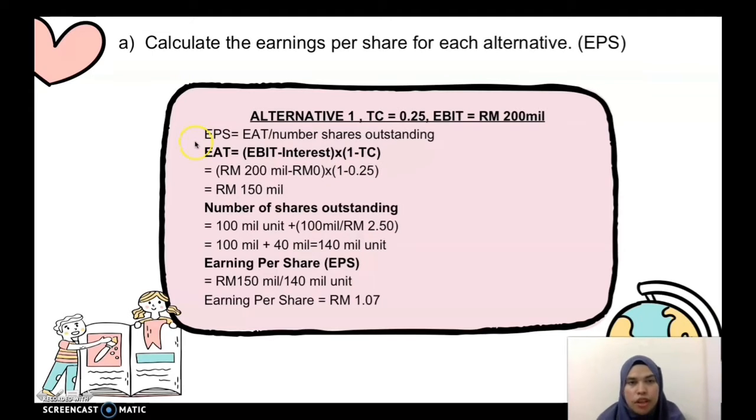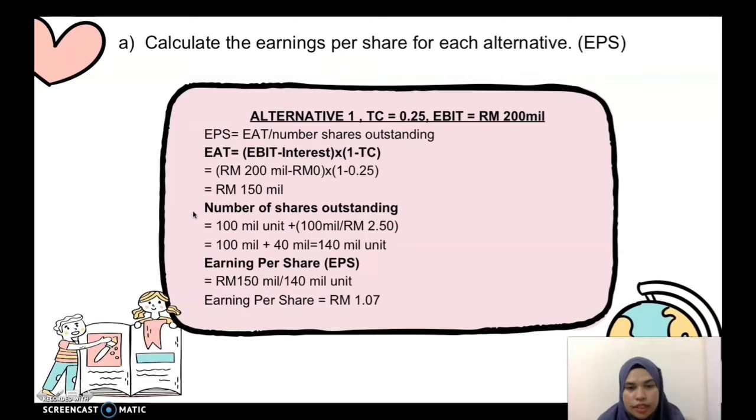But first, we need to calculate earning after tax, which is EBIT minus interest, times 1 minus tax rate. So it will be 200 million ringgit minus 0 interest, times 1 minus 0.25, and we get 150 million ringgit. And next, we need to find the number of shares outstanding.